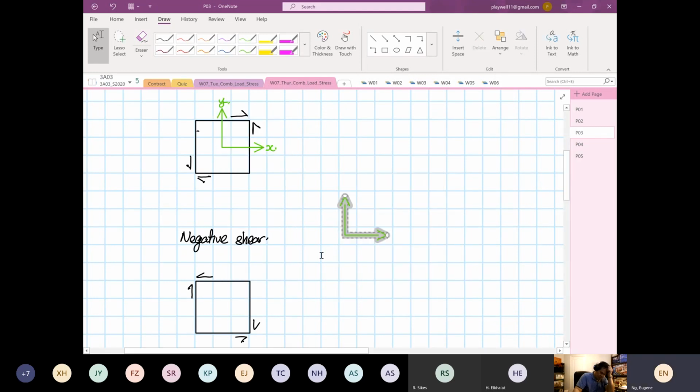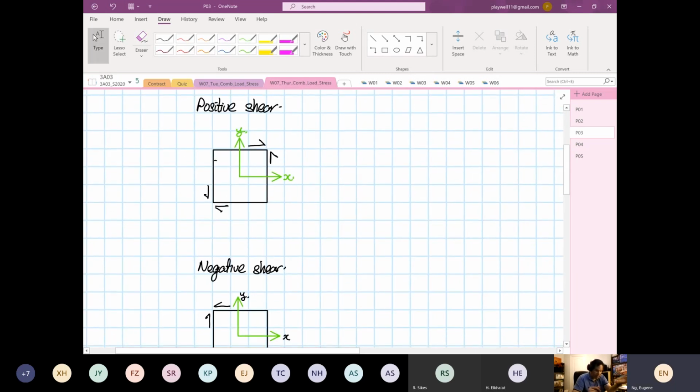I'm going to draw my element here. Okay. So this is X and this is Y. And for the first time, both positive shear and negative shear are as bad. There's nothing known as a positive shear is better than negative shear. No, no, no, no, no. Both are as what? As bad.